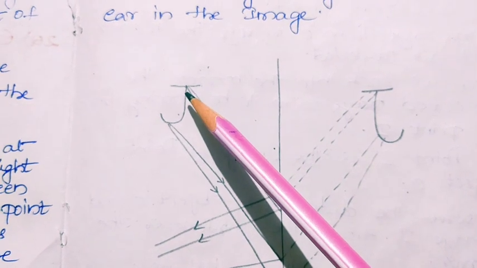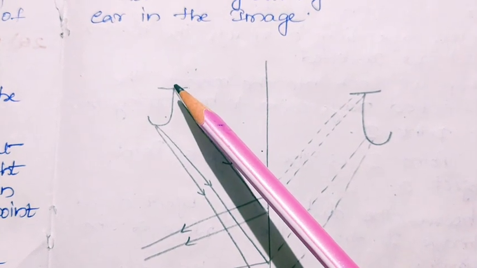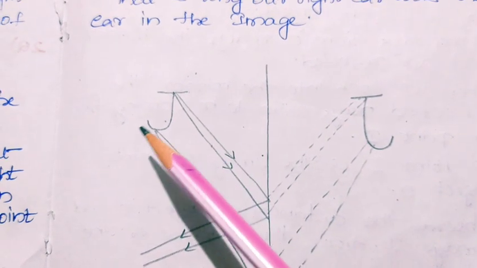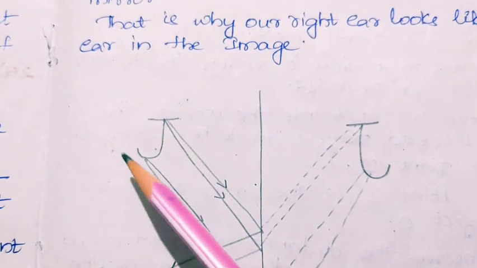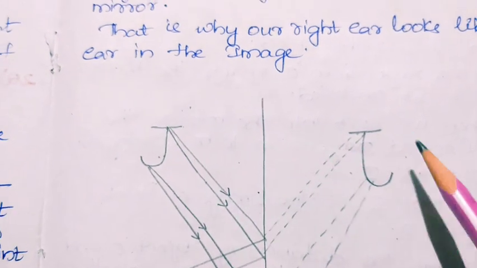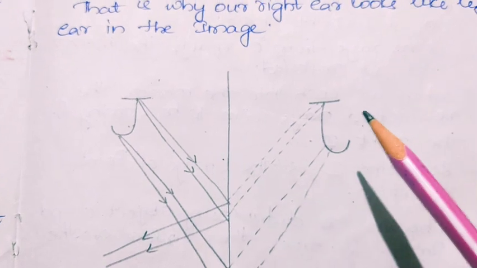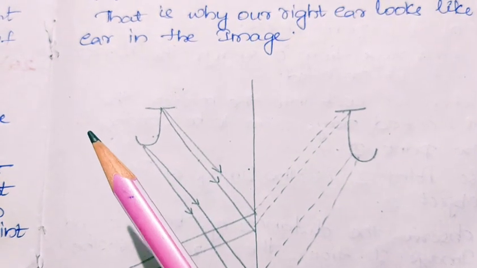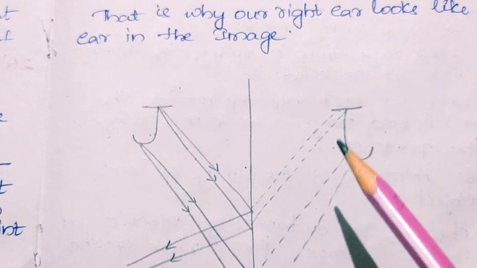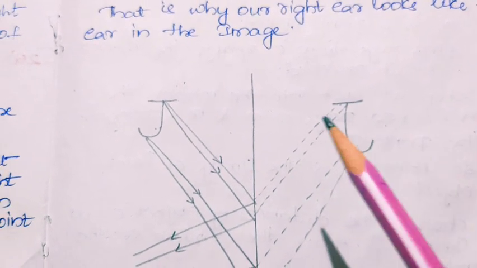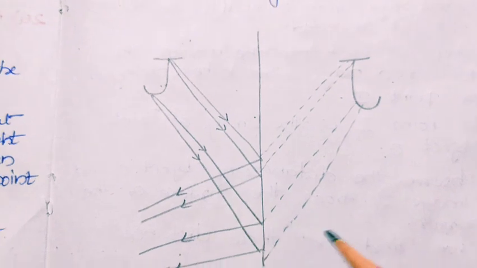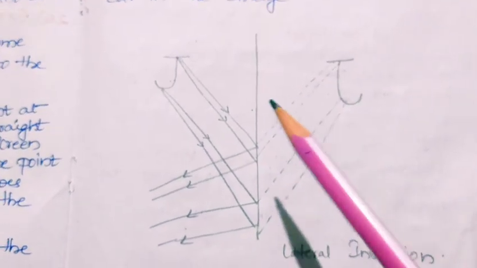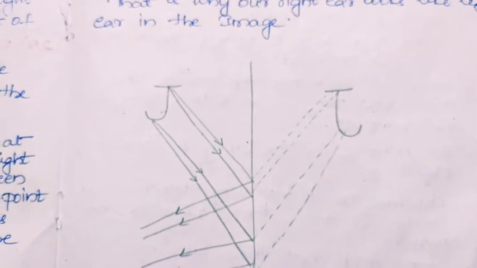When you see the image of the alphabet J in the plane mirror, it appears in the reverse form. It is turned towards the right side. In the mirror you can see it as the left, like this. So the image formed is like this. This is called lateral inversion.